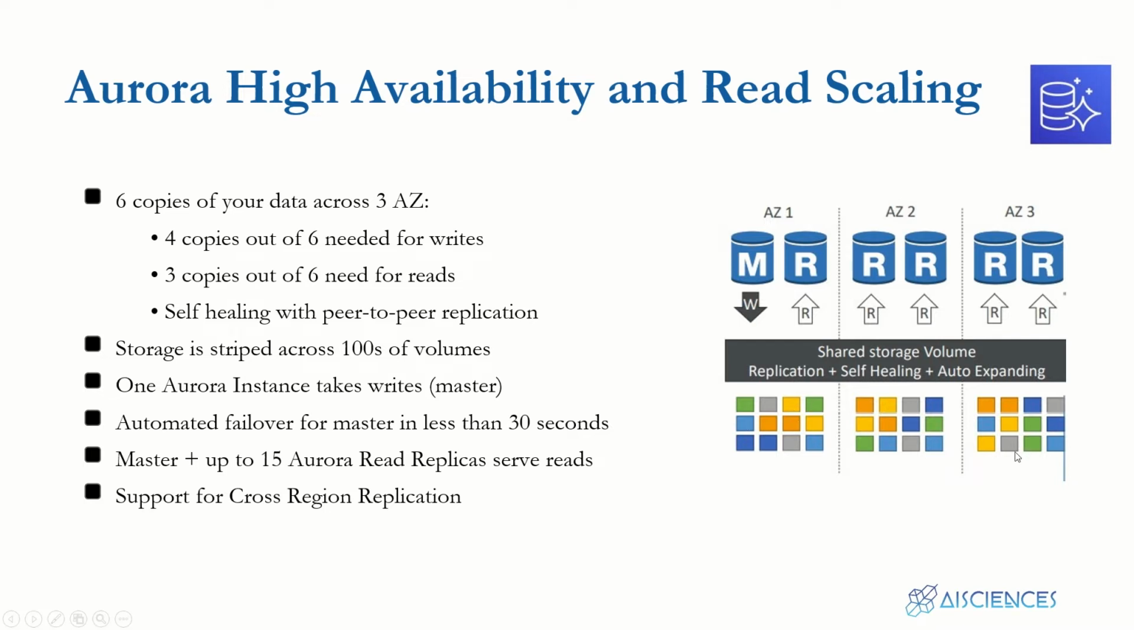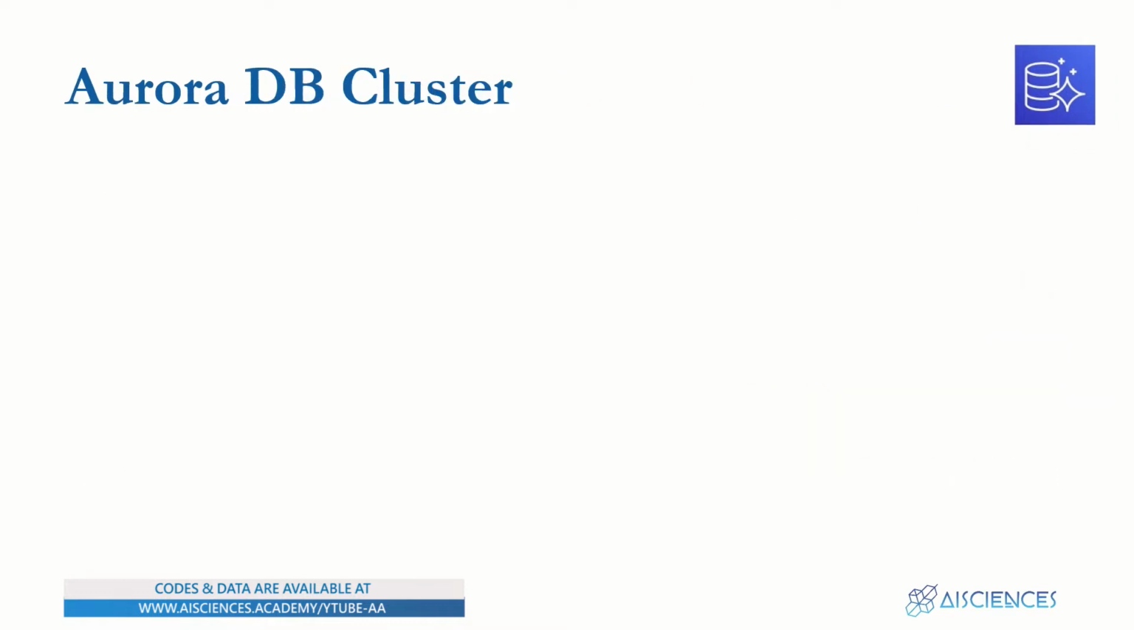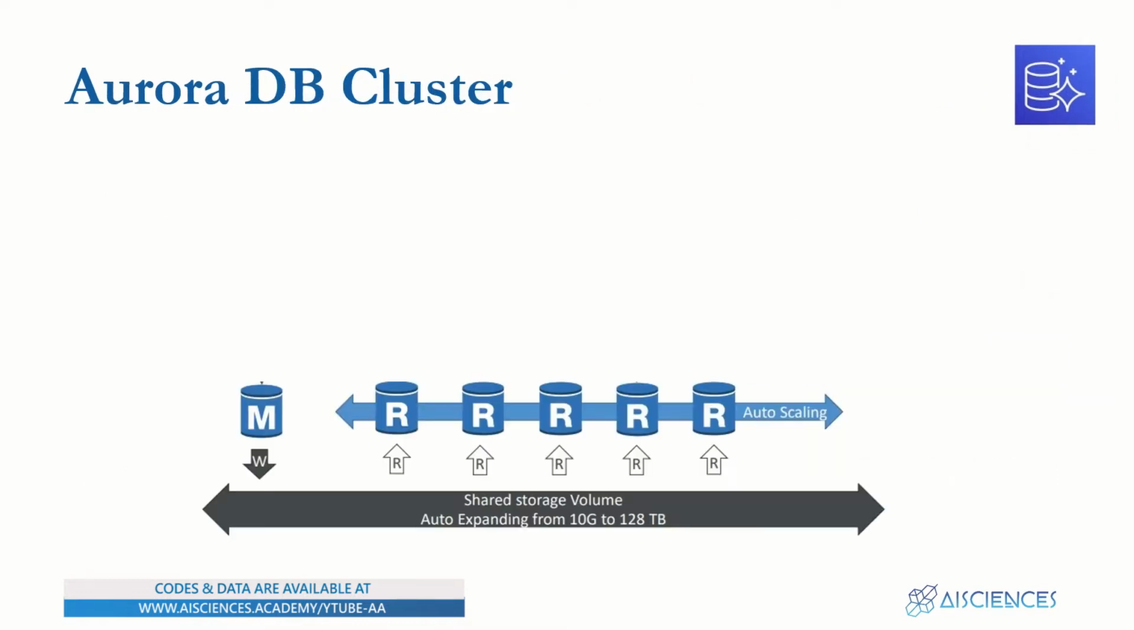So basically the purpose behind telling you this is that it is creating 6 copies of your data, and a replication is happening, right? So let's move forward. Talking about the Aurora database cluster, we have this master over here, and then we have these read replicas over here, which I told you before, but we didn't talk about the auto scaling.